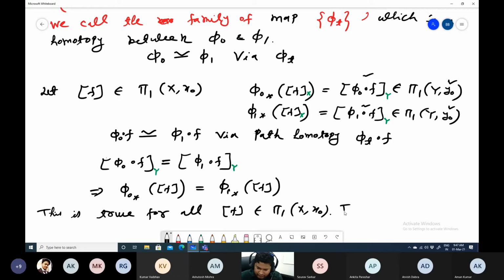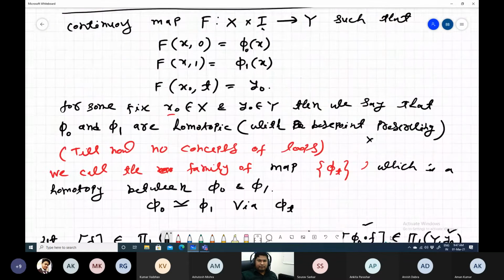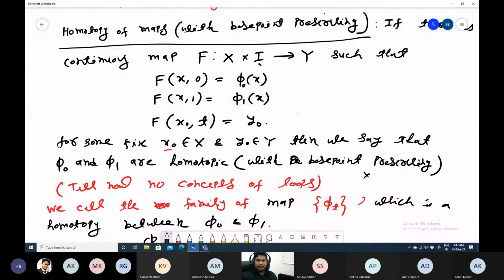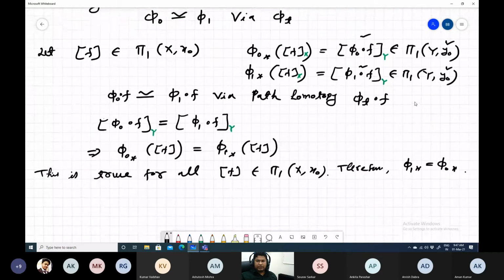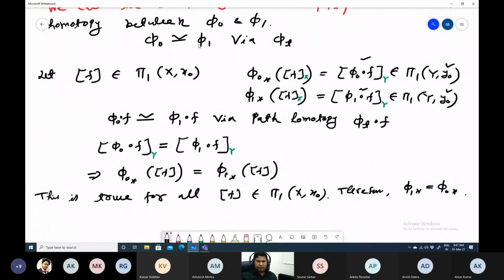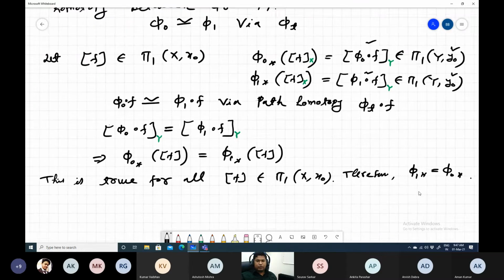Therefore you can say that phi 1 star is the same as phi 0 star. So if you have a homotopy with base point preserving, where phi 0 and phi 1 are base point preserving, then we have seen that if phi 0 is homotopic to phi 1, then phi 1 star is equal to phi 0 star.